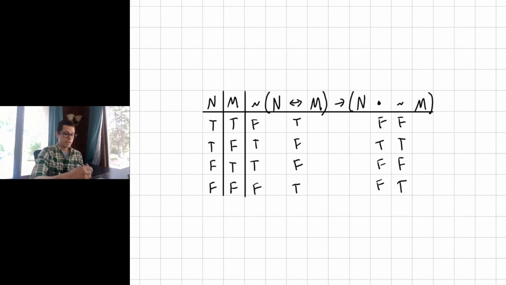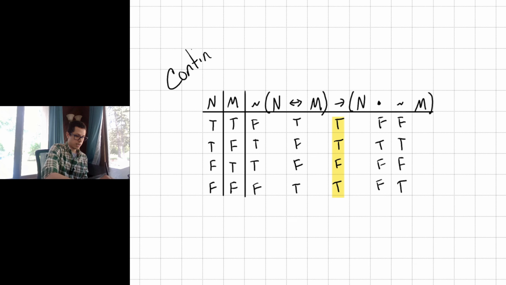And now we have everything that we need to evaluate the conditional. False implies false is going to be true. True implies true is going to be true. True implies false is going to be false. And false implies false, that's going to be true. And here we have another contingent statement.